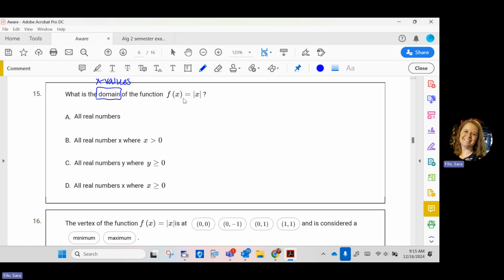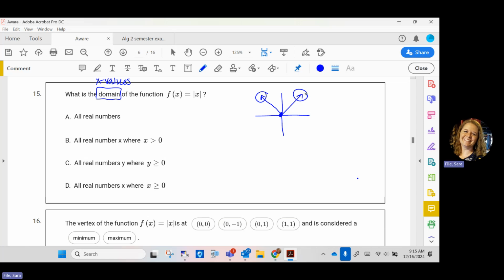And the domain for all absolute value functions. You can pull this up in Desmos and graph it if you need to. But this is the absolute value parent function. It goes through 0, 0, and it goes left forever, and it goes right forever. So what are the X values of that function? How far left to how far right does it go? What does this arrow here tell you? How far left is it going to go? It's going to keep going left forever. What about this arrow? How far right is it going to go?